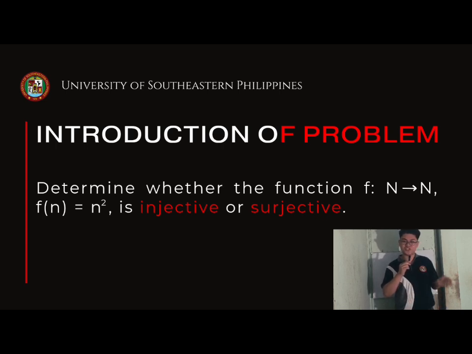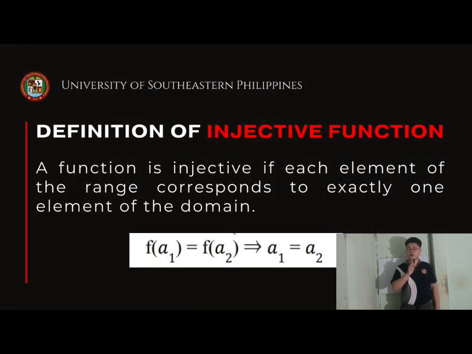But first, what is an injective function and what is a surjective function? An injective function is also known as a one-to-one function. A function is injective if each element of the range corresponds to only one element of the domain. In simpler terms, no two different inputs give the same output. If a function is injective, it should satisfy: if f of a sub 1 is equal to f of a sub 2, then a sub 1 is equal to a sub 2.